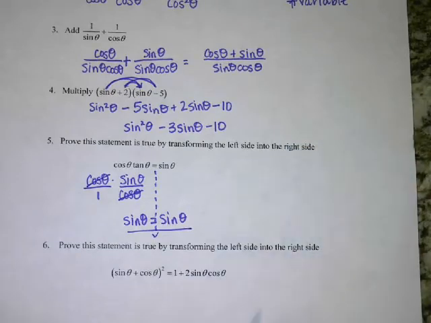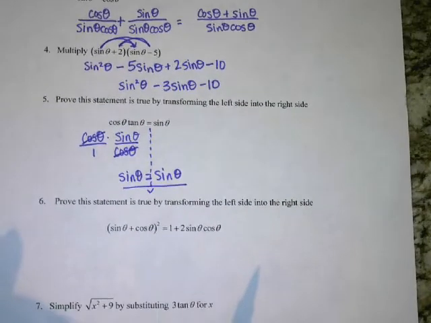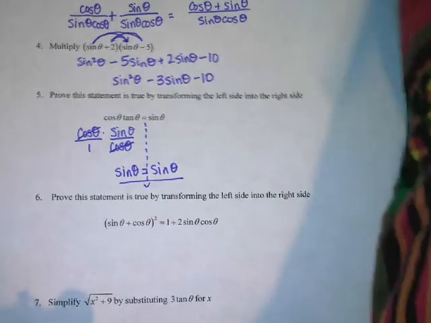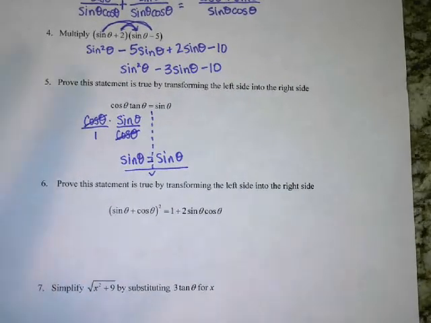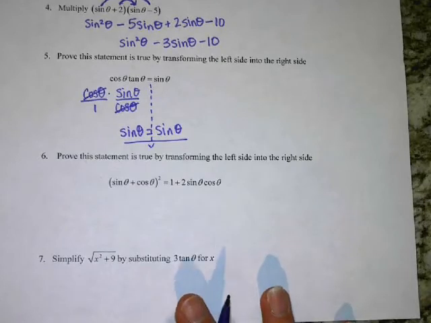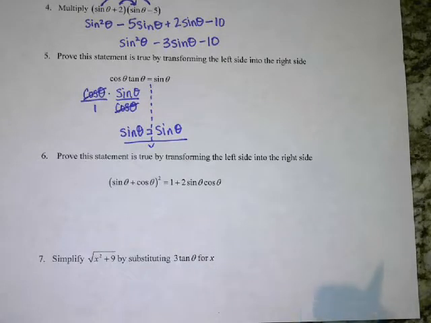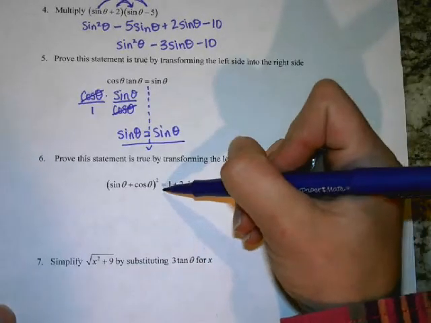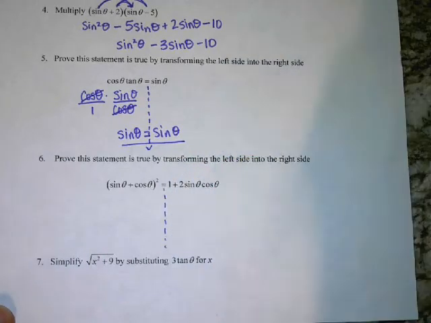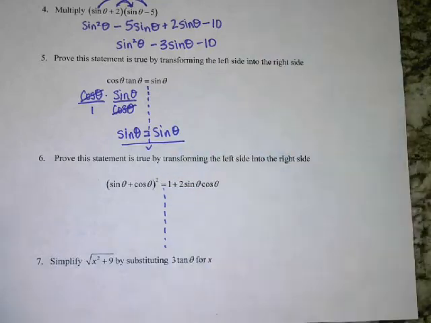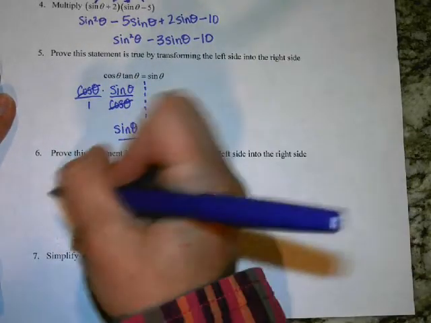Okay? So, number 6. All right, number 6. Again, the same thing. We're going to prove the statement is true by transforming the left side into the right side. We don't change the right side at all. We're just going to work with the left-hand side. Okay, so I have sine plus cosine all squared. Well, let's go ahead and write that out.